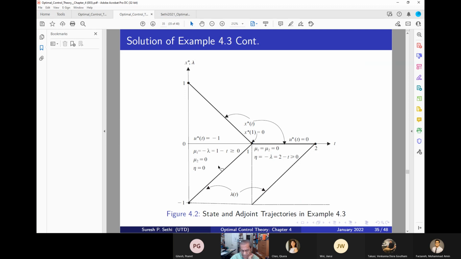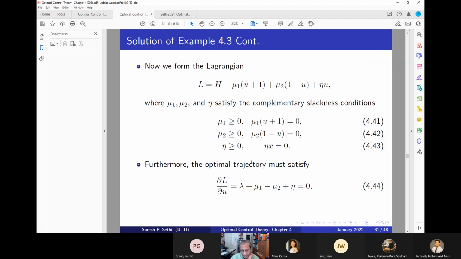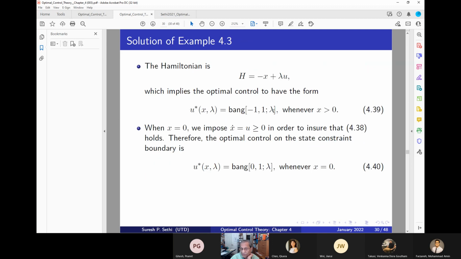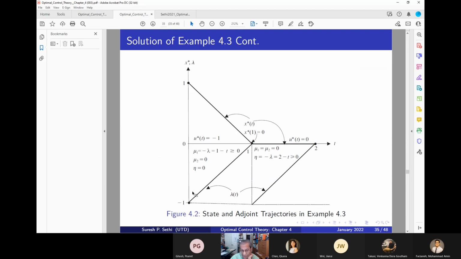Notice now, here we apply the bang. We apply this because x is strictly bigger than 0, and this tells me control is minus 1. So let me see what's going on here. Here we apply the first bang. Here, lambda is still less than 0. But now x is equal to 0, so we apply the second bang. The second bang says u star has to be equal to 0. So the second bang is satisfied here. The first bang is satisfied here.